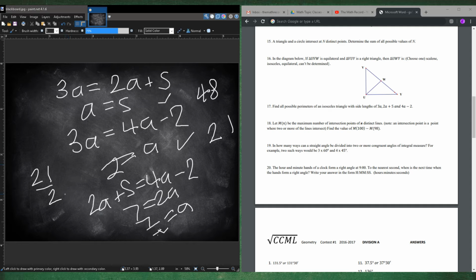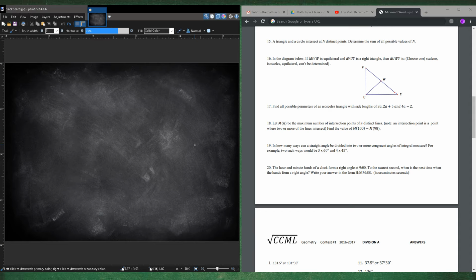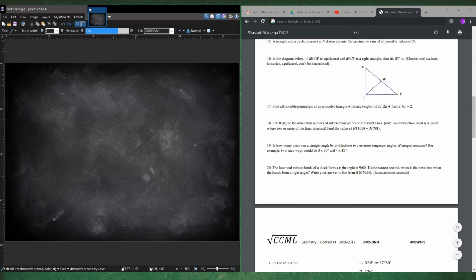Find all possible perimeters. So these are all the possible perimeters: 21, 48, and 34.5. Doesn't look like a decimal, but it is. So basically, that's what you do. You just gotta figure out the isosceles, and you put two of the side lengths together, and there are only 3 combinations. Because you can't be like 4a minus 2 is equal to 3a, because you already got it in 3a equals 4a minus 2. So there's only 3. So it's only this one to this one, this one to this one, and this one to this one. 18.